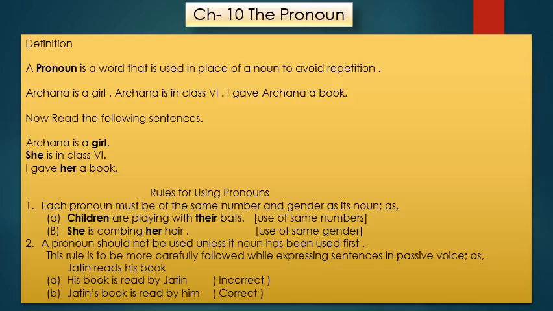Example. Archana is a girl. Archana is in class 6. I gave Archana a book. In these sentences, the repetition of noun Archana sounds irritating to the ear and it makes bad English as well.